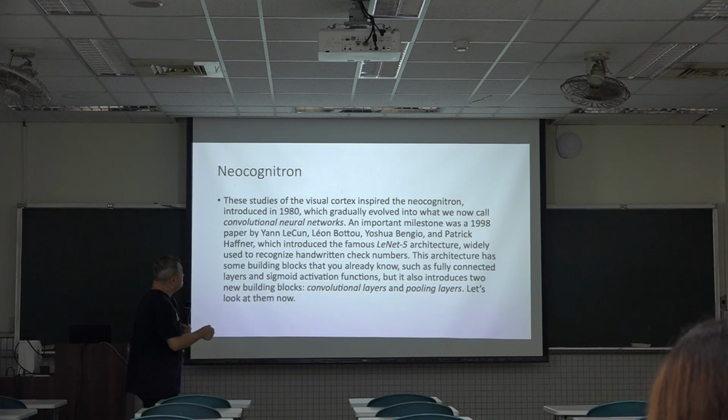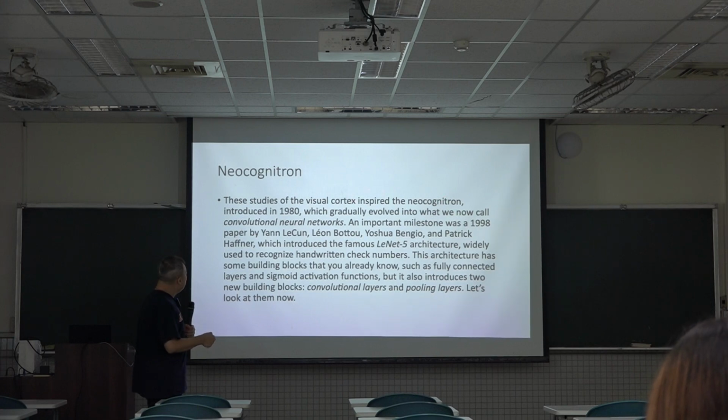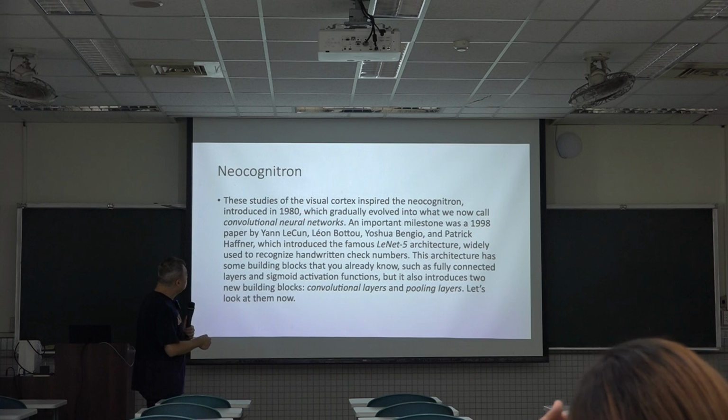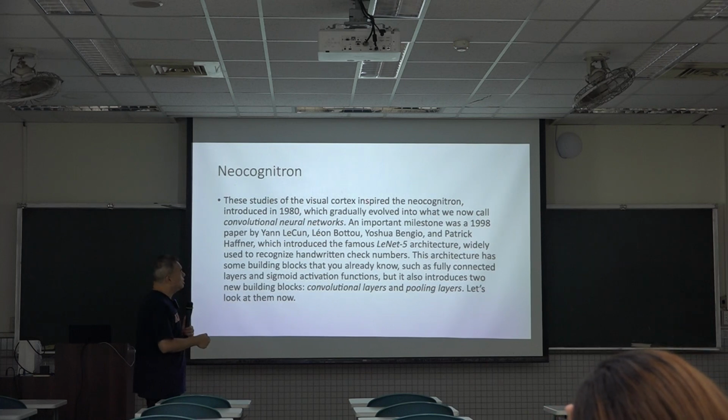The study of the visual cortex gave rise to what is called the neocognitron. This name was introduced in the 1980s, and it gradually evolved into the convolutional neural networks.